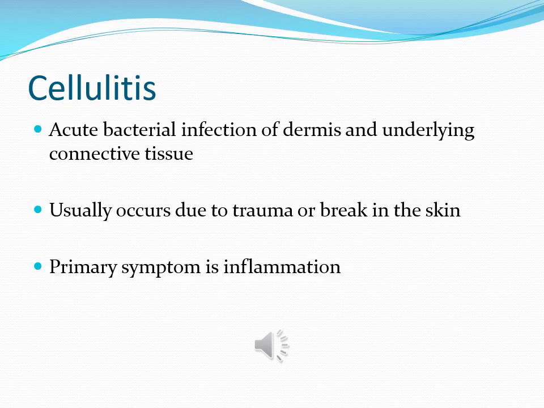Now that we've talked about what cellulitis isn't, what is cellulitis? It's an acute bacterial infection of the dermis and the connective tissue under the epidermis. It usually is a result of a break in the skin of some kind. And the most common symptom is inflammation. It's red, itchy, painful, swelling. There may or may not be vesicles present, but generally it's just a red inflamed region of the skin.